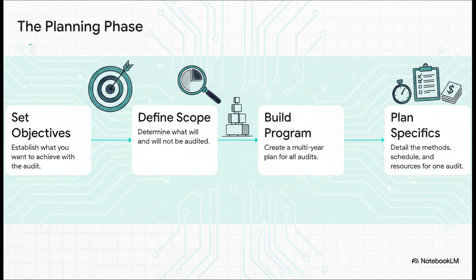You start by setting your objectives. What are you trying to accomplish? Then you define the scope and the criteria. After that, you build out a long-term audit program. And finally, you plan the nitty-gritty details of each specific audit.